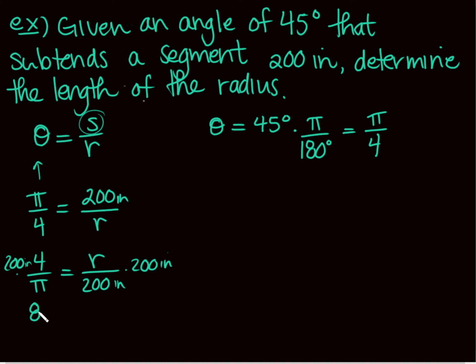So what is the radius of my circle? This is pretty big, 800 inches over pi. That's going to be the radius of my circle, or if I figure that out, that's going to be about 254.65 inches, okay? So I think it's a pretty simple formula to use.